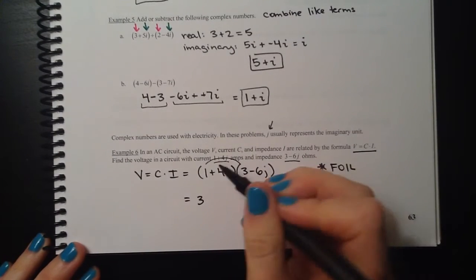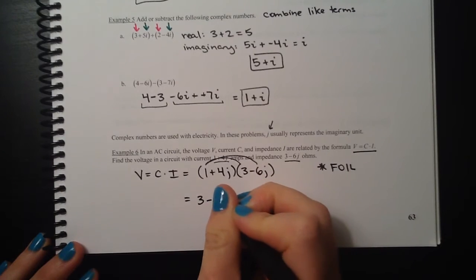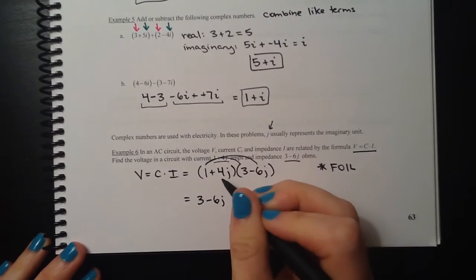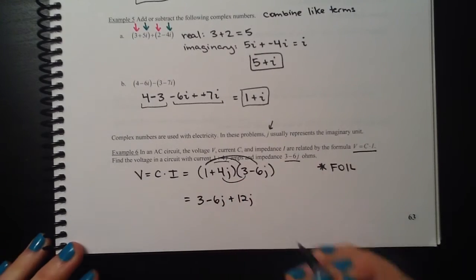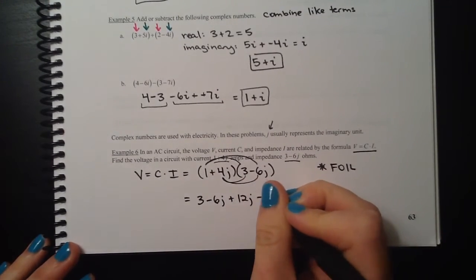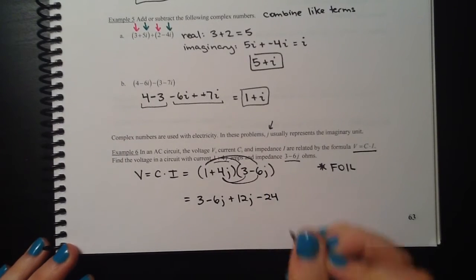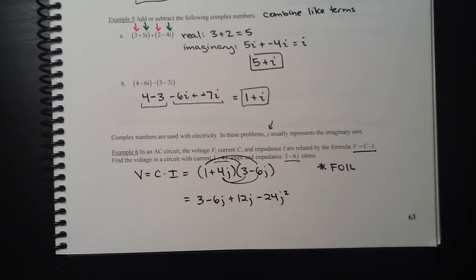And then O for outside, 1 times negative 6j. So we get negative 6j. I for inside, 4j times 3 would be 12j. And then last, 4j times negative 6j. The 4 and negative 6 multiply to negative 24, and then the j times j would give you a j squared. So we got a few things that we have to combine here.